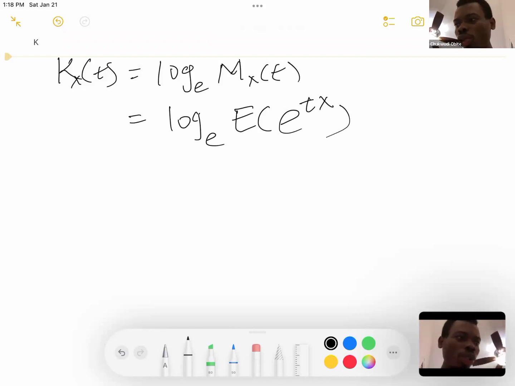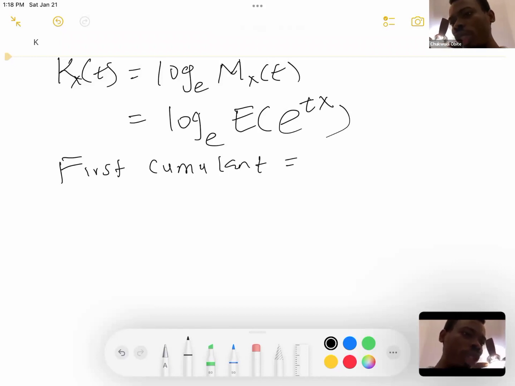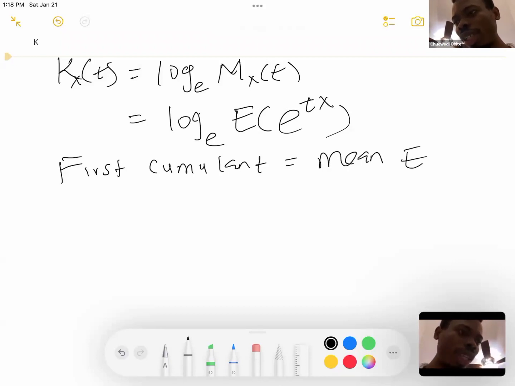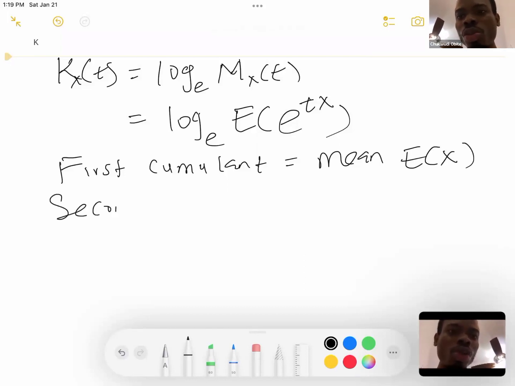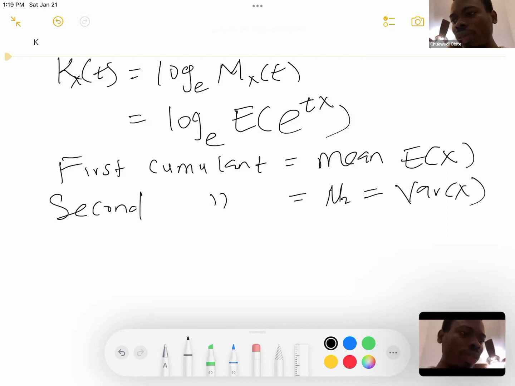One thing you should know about the cumulant generating function: the first cumulant will give you the mean, which is the expected value of X. The second cumulant will give you the second central moment, that is the second moment about the mean, which is the variance. Also, you can write this as the expected value of X minus the expected value of X, all squared.